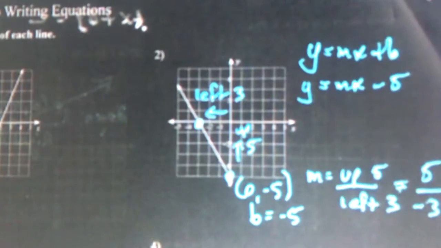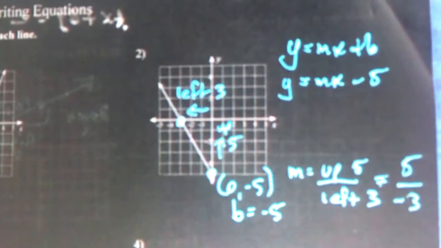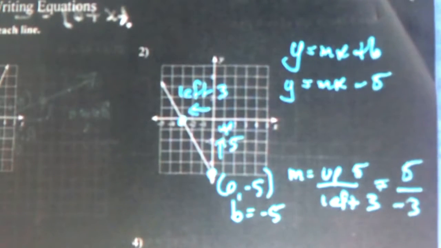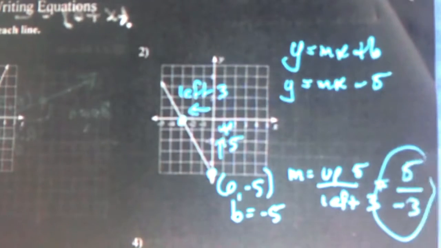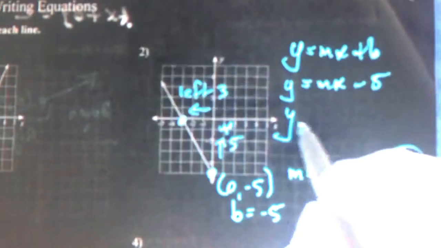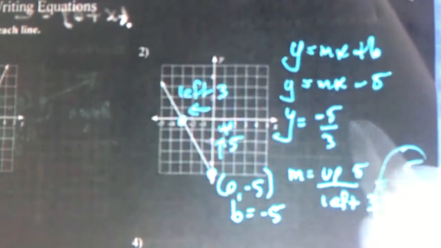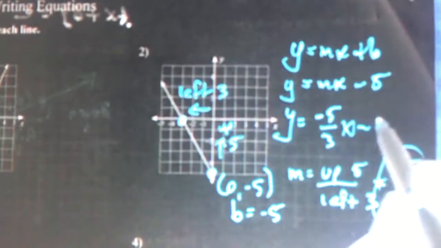So be careful with your directions. A minus means left and it also means down. Plus means up and a plus means right. So we're almost done. We put this m into this right here for m. That's what it equals. So we write y equals -5/3 or 5/-3. It's the same thing, x minus 5.